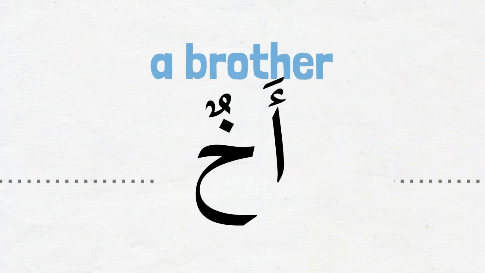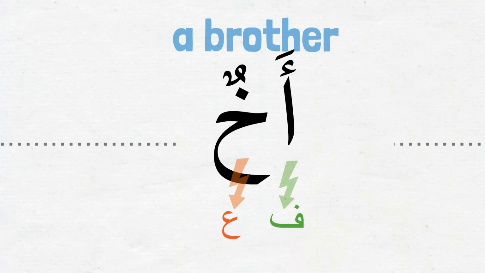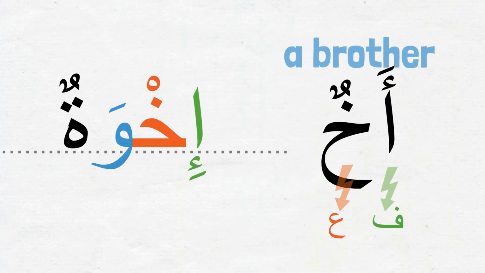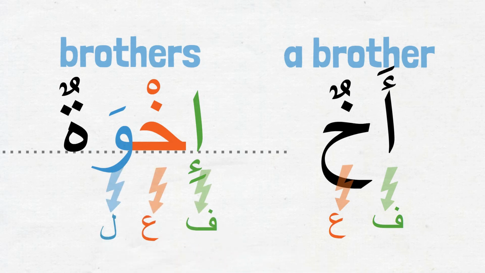The next ism is akhun, a brother. This ism mufrad or a singular ism has only the first two radicals, a and kha. The third radical is hidden, but it shows up in the plural form in ikhwatun, where the third radical is waw. The pattern then is fi'latun.